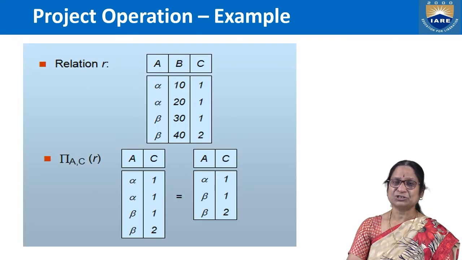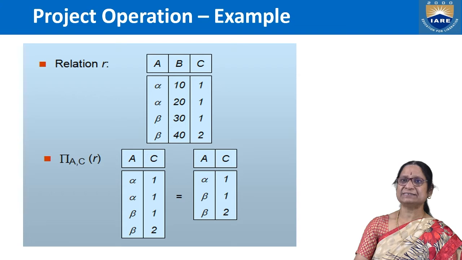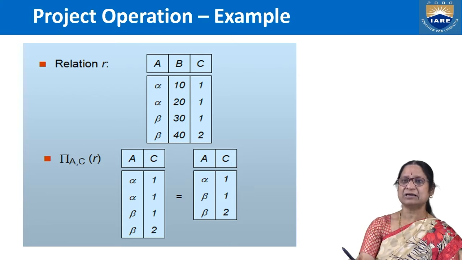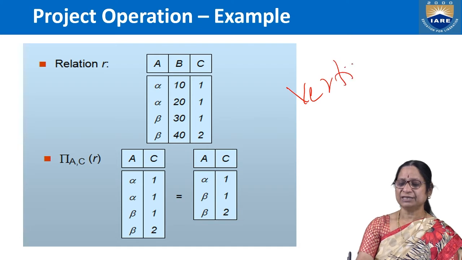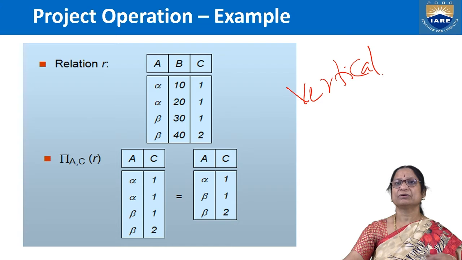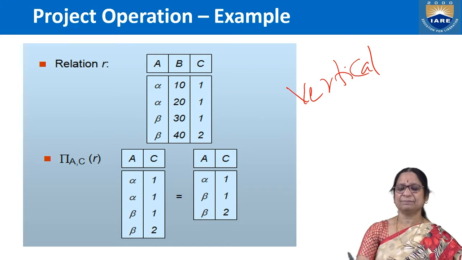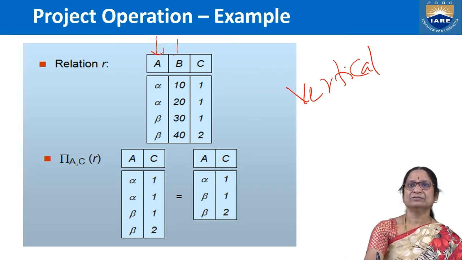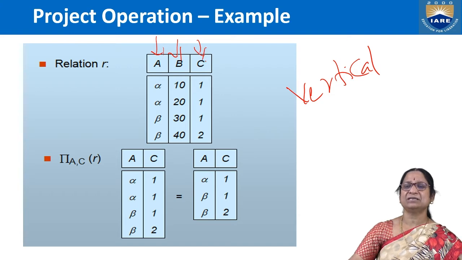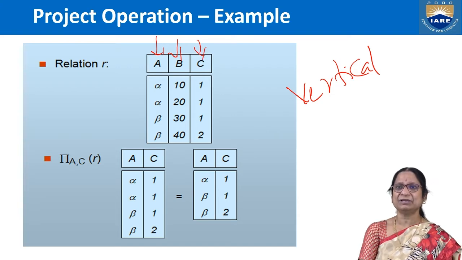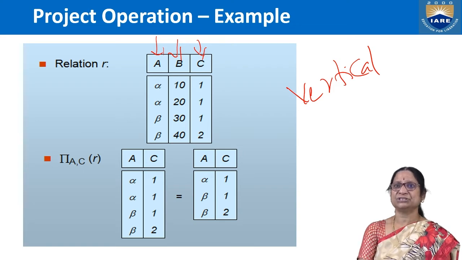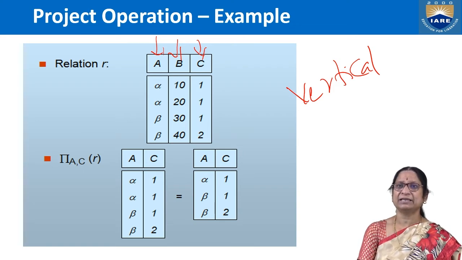The second operator is projection. Projection is vertical, because selection is horizontal, no? Projection is known as vertical partitioning or vertical selection. Vertical means attribute-wise. So in the previous case, we didn't specify any vertical partitioning, so automatically it displays all attributes.